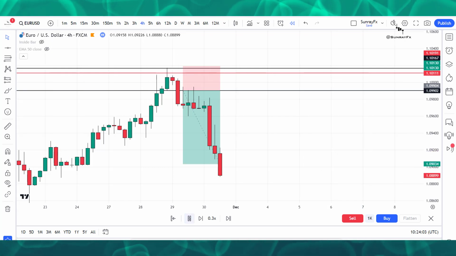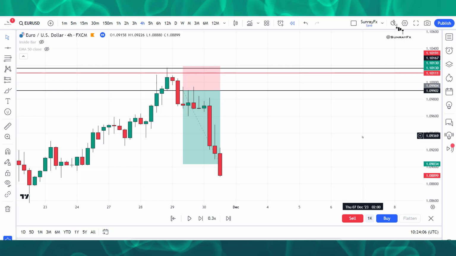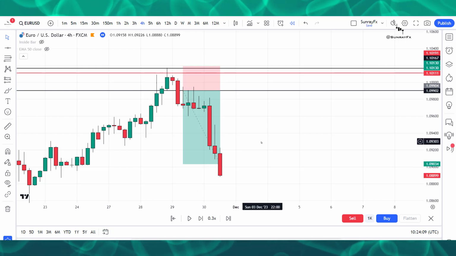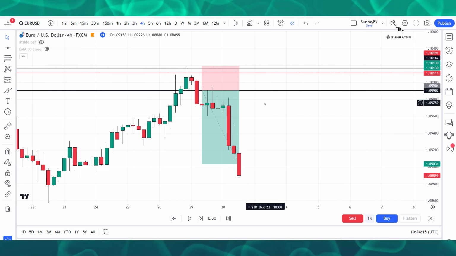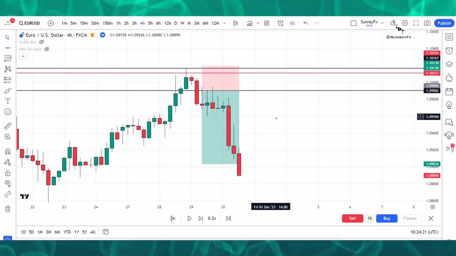Oh, market hit the profit target. So 1:2 done and 1:3 done. So that is how to trade inside bar for reversal pattern. Number one, don't forget, you go to daily time frame and look for key support levels. That's very, very important. Key support and key resistance level on daily time frame.